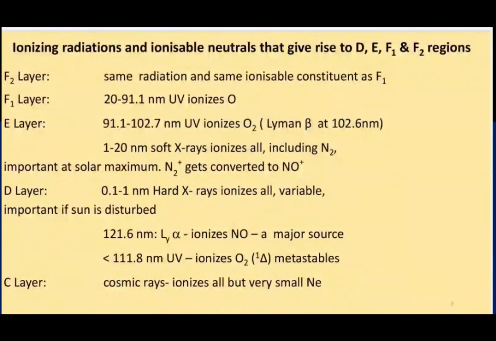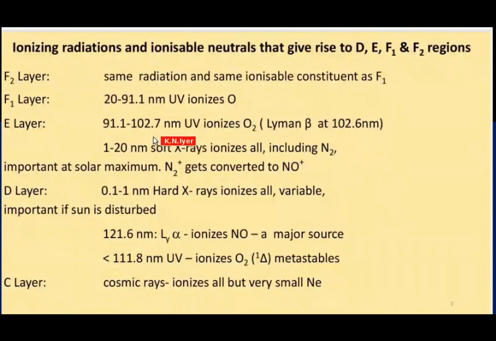Below that, the E layer is produced by ionization by radiation in the wavelength range just longer than the F1, 91.1 to 102.7 nanometer, which is also in the UV range. It ionizes the molecular oxygen. One strong spectral line in this region is the Lyman beta emission from the sun at 102.6 nanometer, which is just within this range, and that strongly ionizes the molecular oxygen.